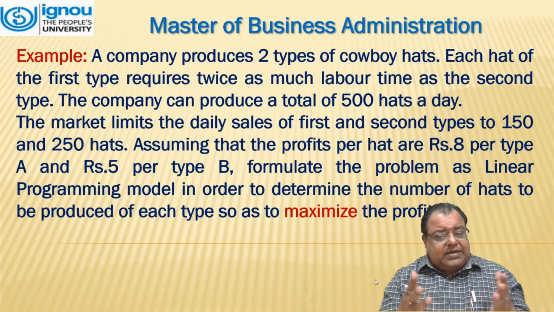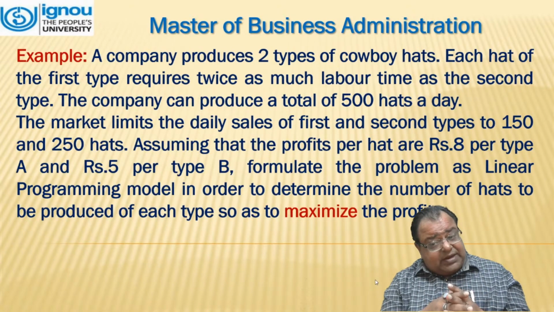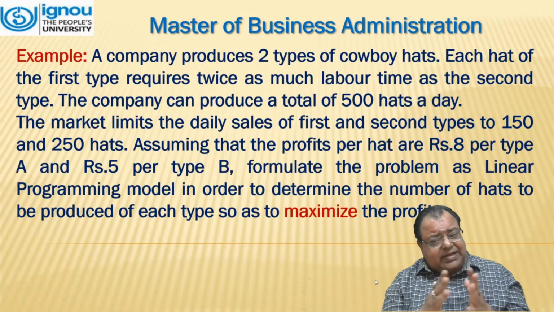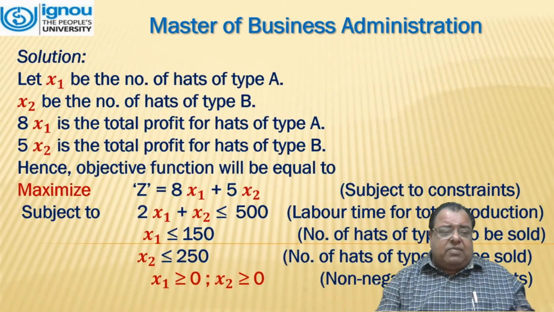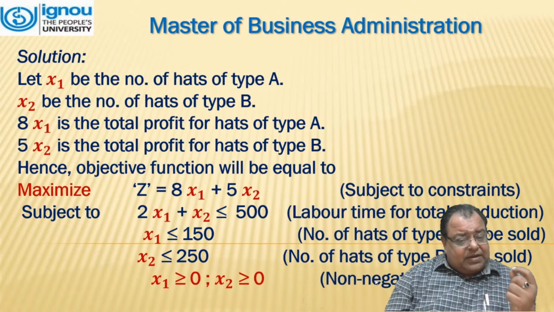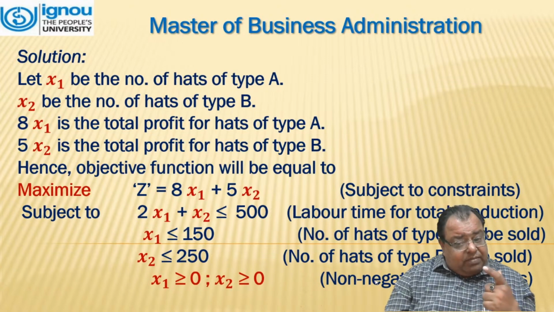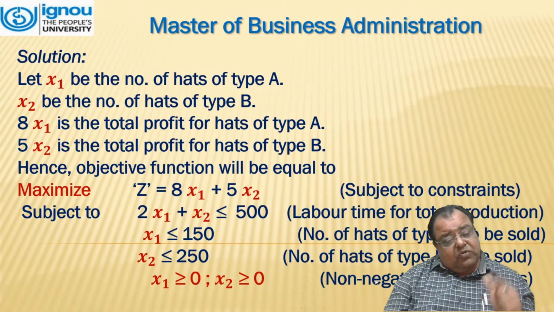Here two types of hats are being manufactured. So we can say that let type 1 be x1 and type 2 be x2. We have to maximize the profit, so we maximize 8x1 plus 5x2. Similarly, the labor time for the total production is 2x1 plus x2 less than or equal to 500. And for the number of hats of type A to be sold, x1 should be less than or equal to 150, and x2 should be less than or equal to 250. But x1 and x2 will both be greater than or equal to 0 because numbers cannot be negative. That means these are non-negativity constraints.